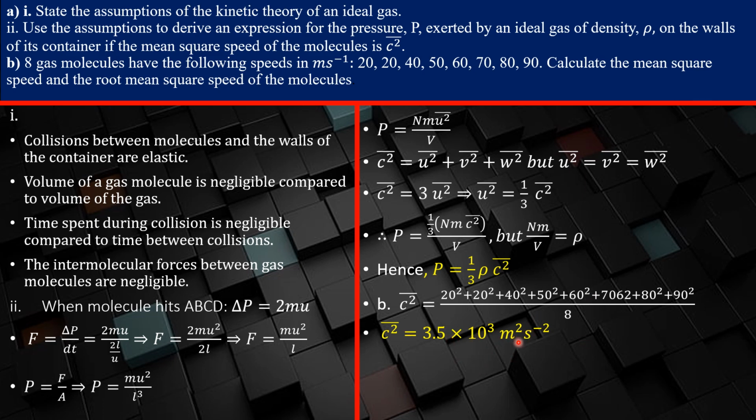Remember that it's meter squared per second squared. It's the mean square speed. And then the next thing you can get is the root mean square speed, which is basically finding the square root of this. So the root mean square speed there is 59 meters per second. Good. So let's move over to the C part.